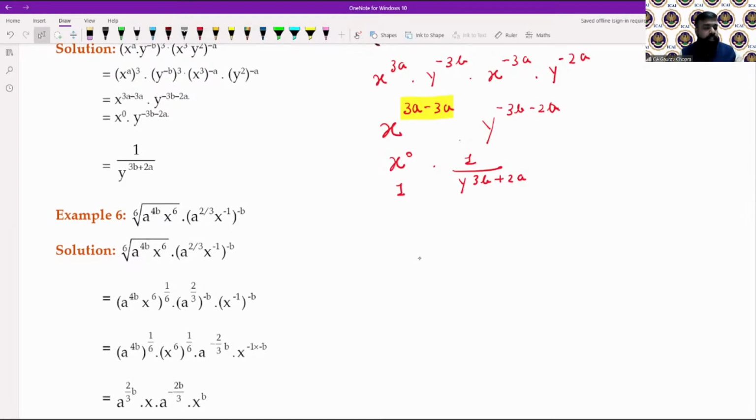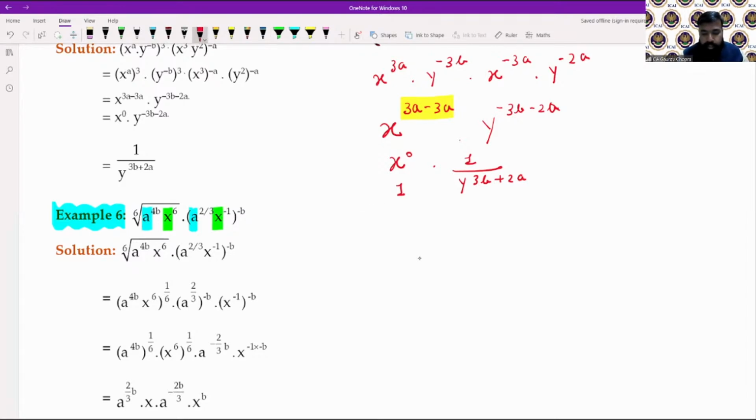So now let us move towards the next example, example number 6. We have a and x in this question. So let us bring a together and x together. But before that, there is a sixth root on the top of the first number, so we have to use that also.